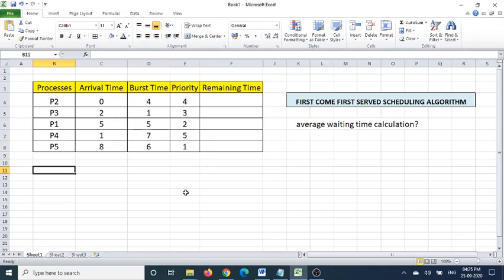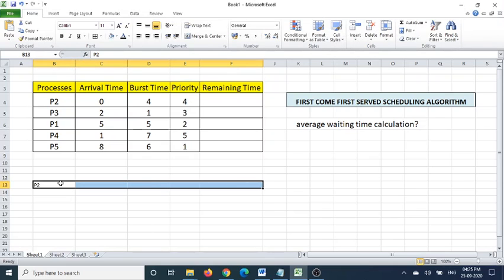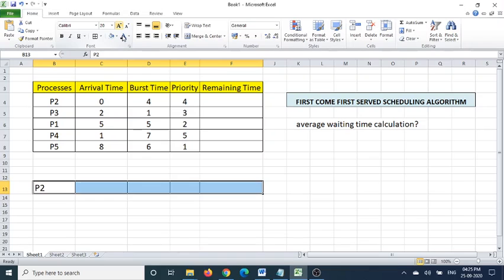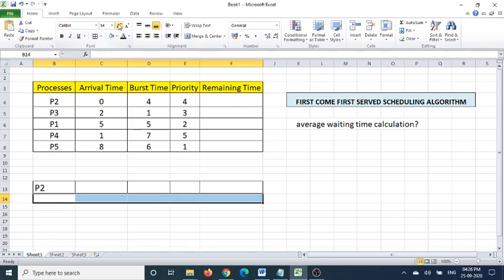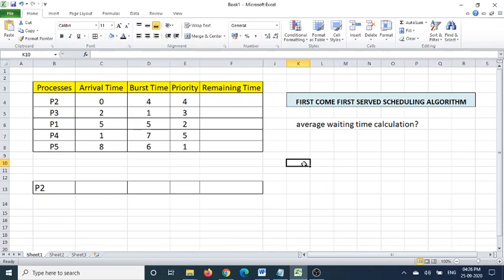Now we'll go to the problem. We have 5 processes, and the arrival times are given. The arrival time is 0 for P2. So P2's arrival time is 0, and in this case P2 will be given the CPU first initially.